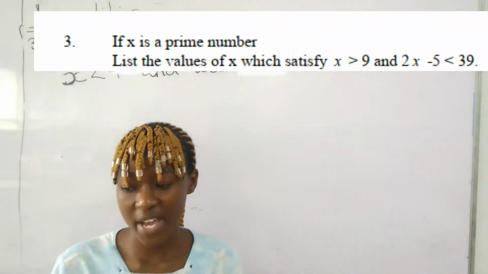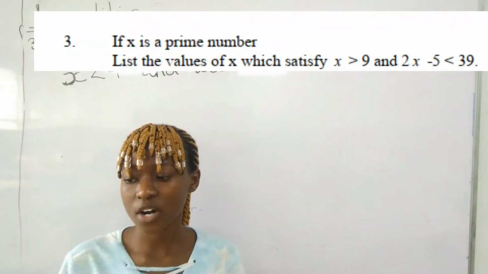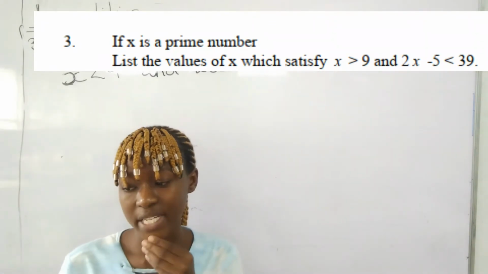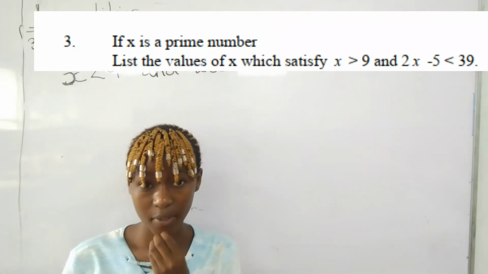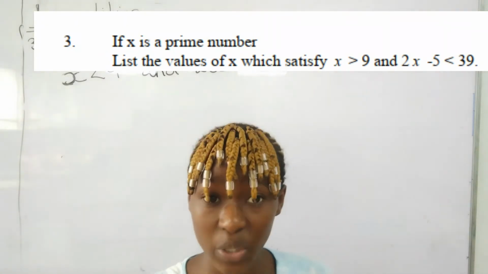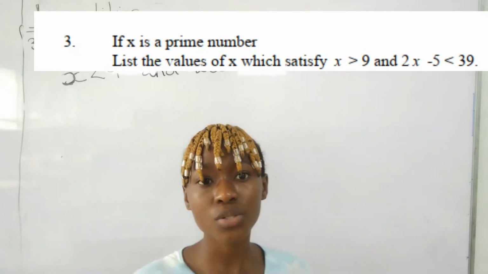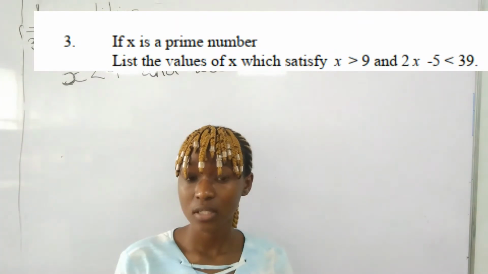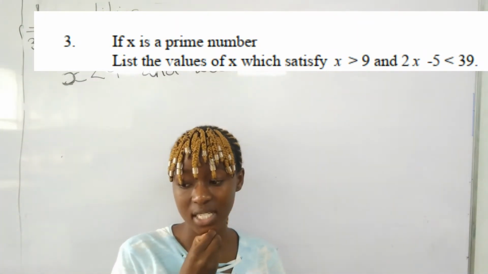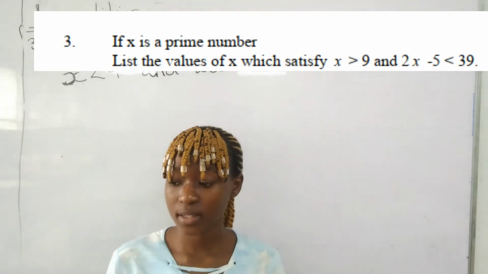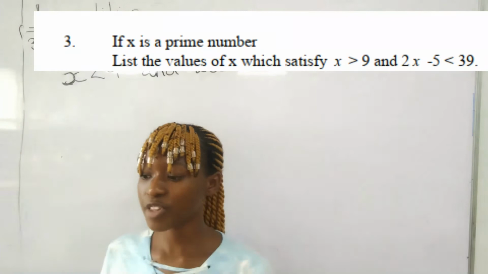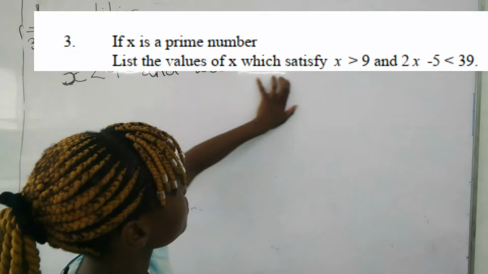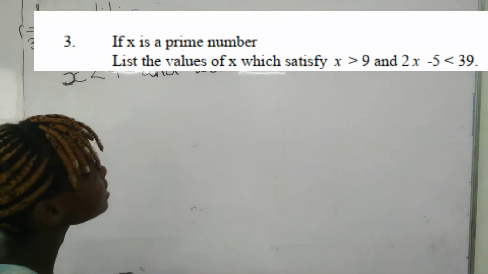List the values. If x is a prime number, list the values of x which satisfy x greater than 9 and 2x minus 5 less than 39. For this part, they require you to know what a prime number is and to combine and understand the values that are within the range you are given. For the first part, we are going to simplify 2x minus 5 less than 39.